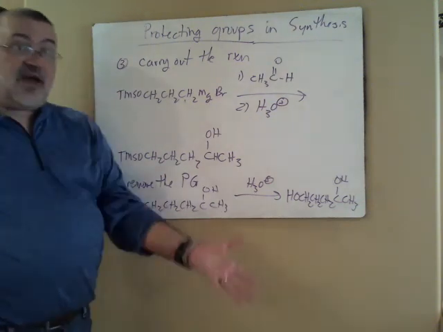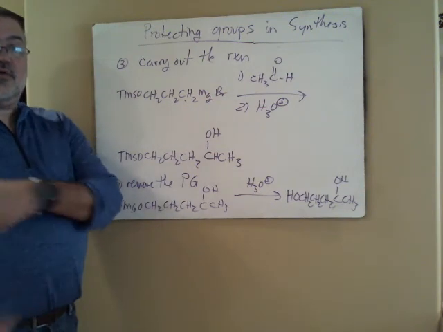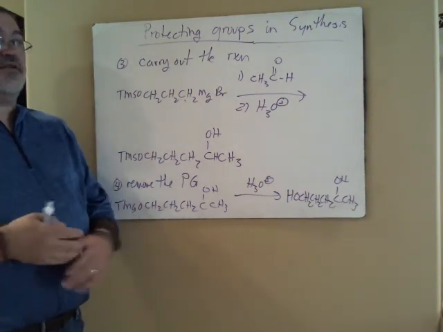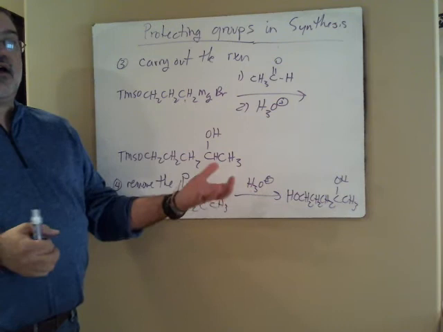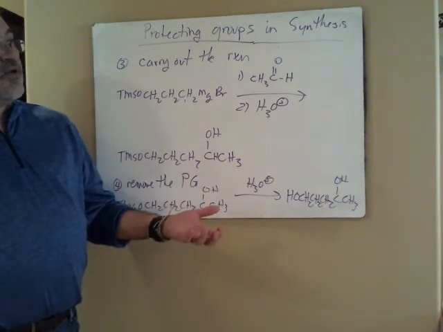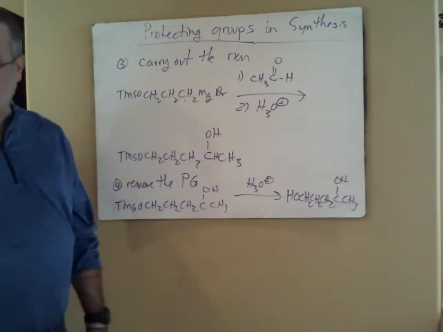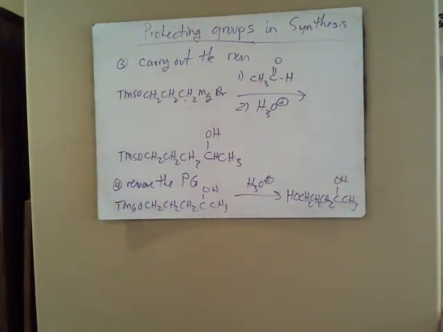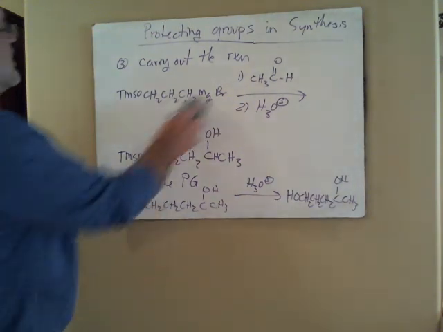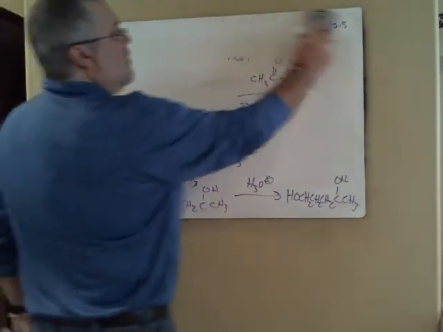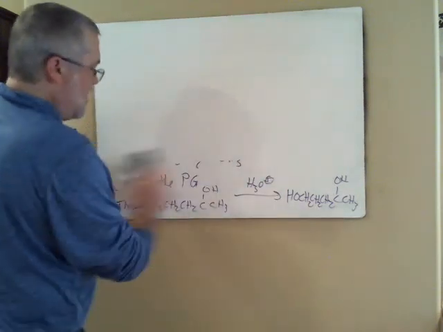So that's how protecting groups are used, where you can do a reaction like this. So if you're ever doing a synthesis and you need a hydroxy group in your product and you want to use a Grignard reaction, you know how you can do it with protection. All right? So that's kind of everything we need to talk about with alcohols, okay?